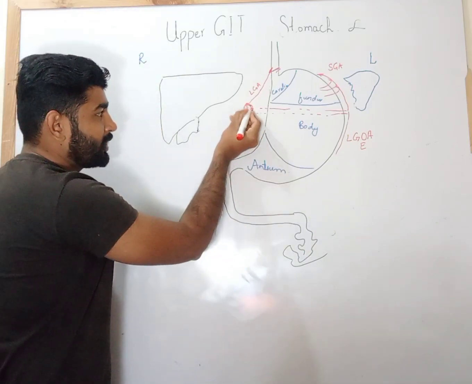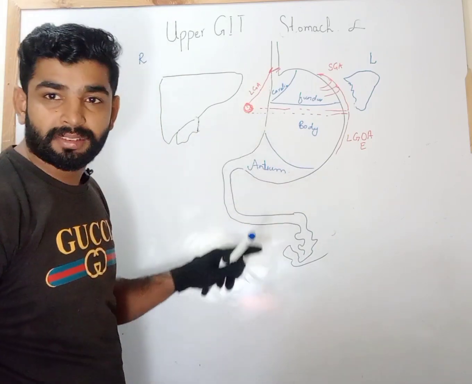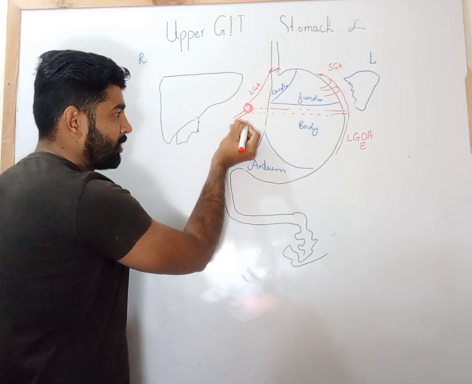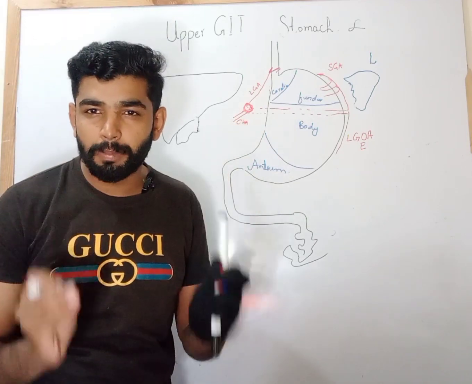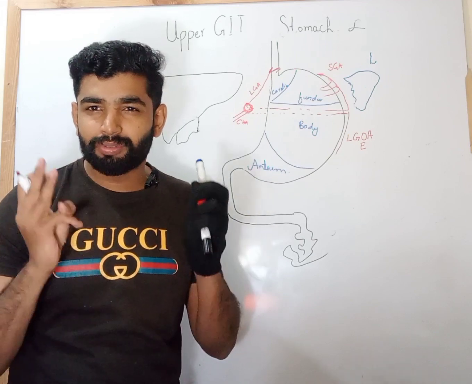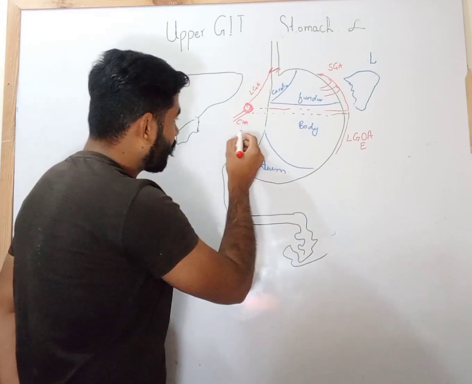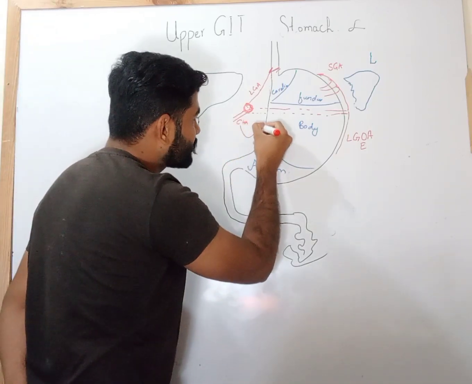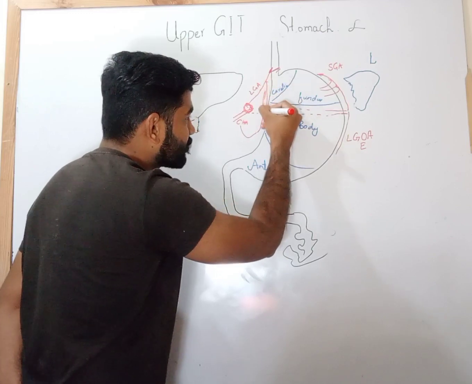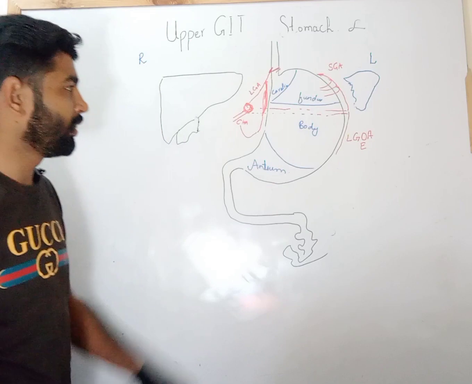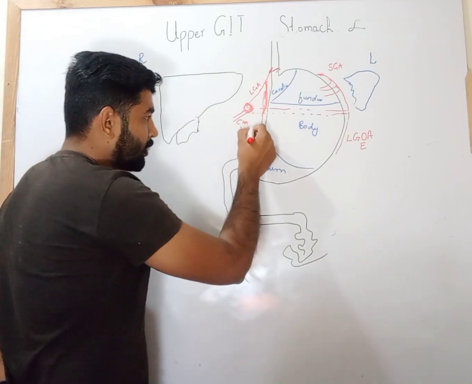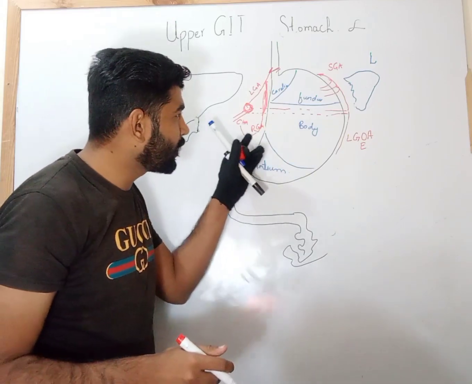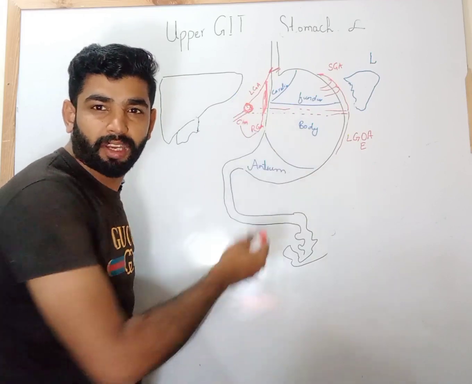Other artery which originates from the celiac plexus is the common hepatic artery. It is the CHA, common hepatic artery. Common hepatic artery has mainly three branches. Number one is the right gastric artery. This is the right side. Right gastric artery supplies the lesser curvature of the stomach, and anastomoses with the left gastric artery. Both are anastomosing in the lesser curvature of the stomach.